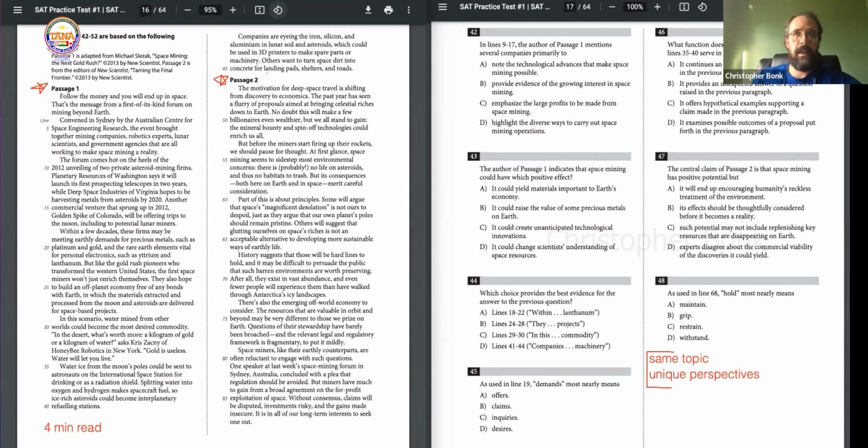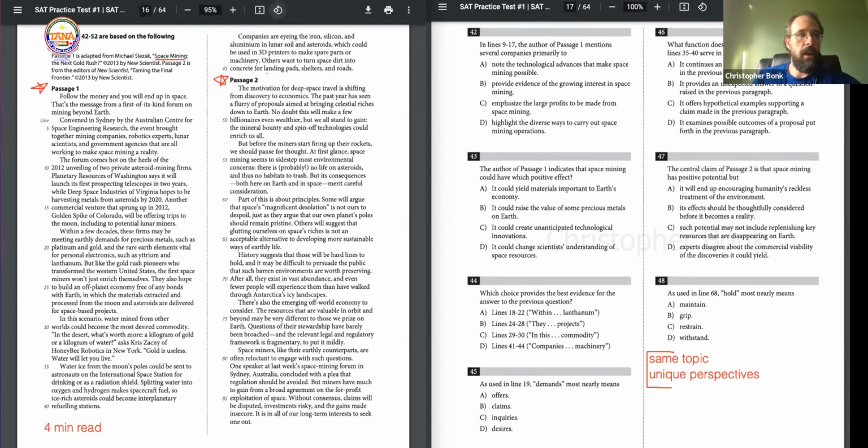Excellent. So the idea is space mining, right? And so looking for materials in space. That is definitely our common topic right there. And we even see that in the title, right? Space mining, the next gold rush. They are both talking about that idea.